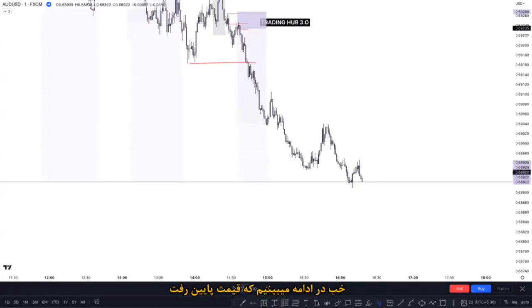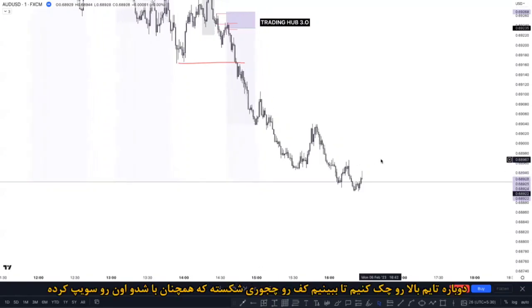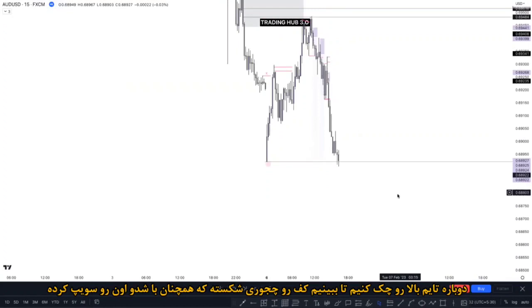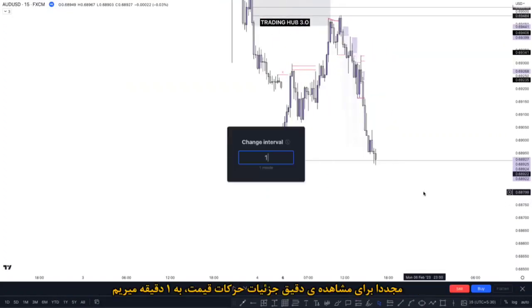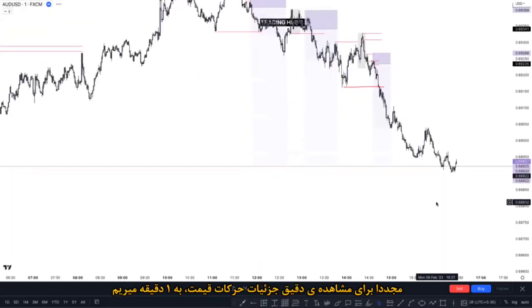Right, so let's see. Okay, pushing downside. Let's check one more time. Is there any candle close or sweep? Yes, sir. This is the only sweep here. Okay, I can switch here to the 1 minute time frame to see exactly what's going on here.